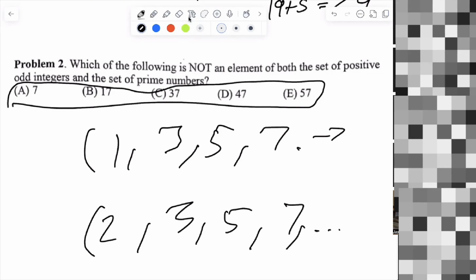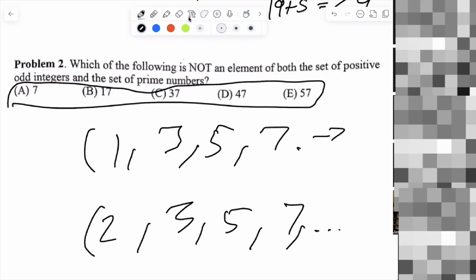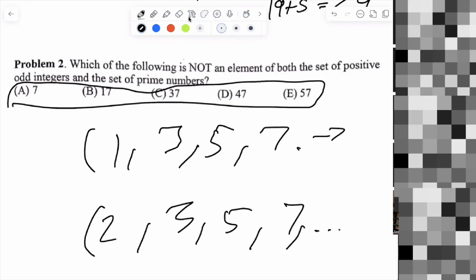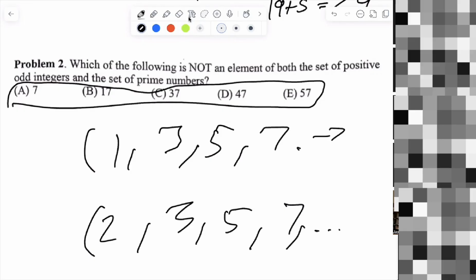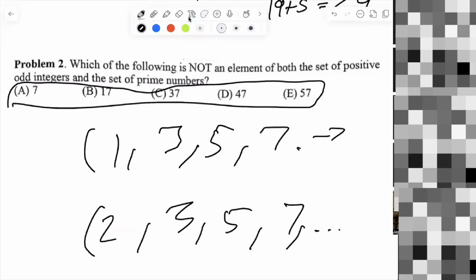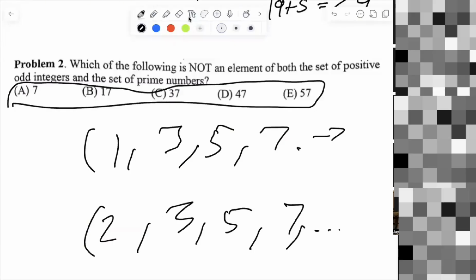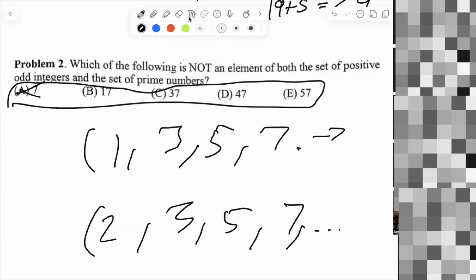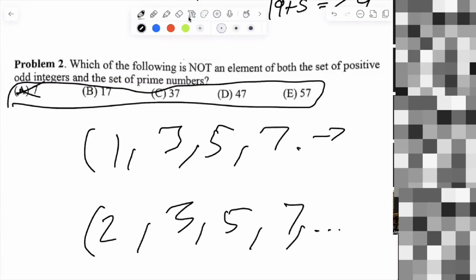Well, one way to do this is to notice that this number has to be composite, or be divisible by more than two numbers. If you are divisible by exactly two numbers, you're prime. So for example, 7 does not work. This is only divisible by 1 and 7.